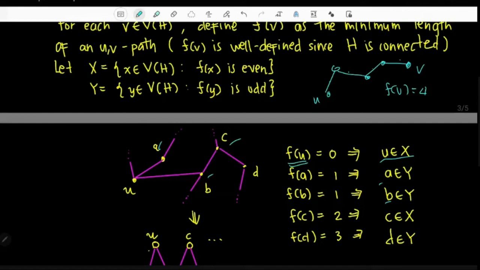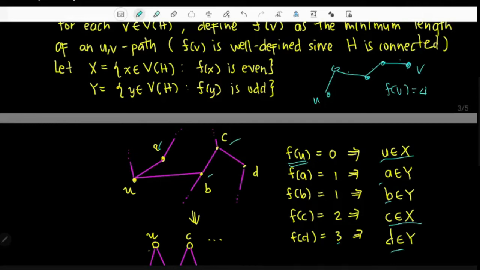So that means f of C is equal to 2, which is even. So C belongs to X. D is connected to U by the path U to B, B to C, C to D, which is of length 3. We're assuming that that's the shortest path possible to reach D from U. So that means f of D is equal to 3, which is odd. So D belongs to Y.